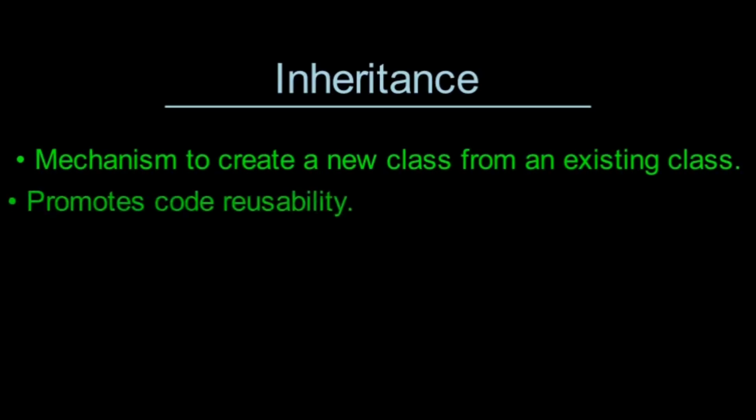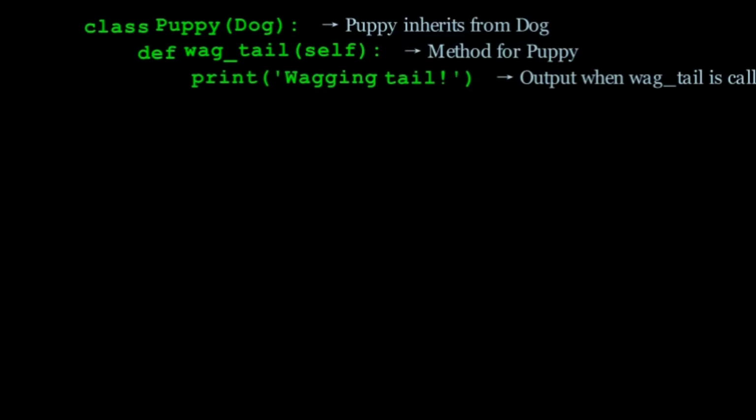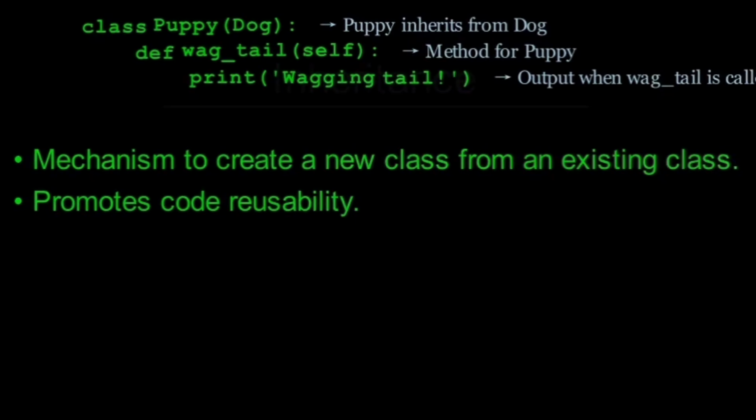Inheritance, it's a powerful feature that allows classes to inherit the attributes and methods from other classes. With inheritance, we can create a hierarchy of classes where the child class inherits and extends the functionality of the parent classes. In this example, we define a new class Puppy that inherits from our Dog class. The Puppy class automatically has all the methods of the Dog, including bark. We then add a new method, wagTail, specific to puppies. This demonstrates how inheritance helps us reuse the code and model the real world relationship.